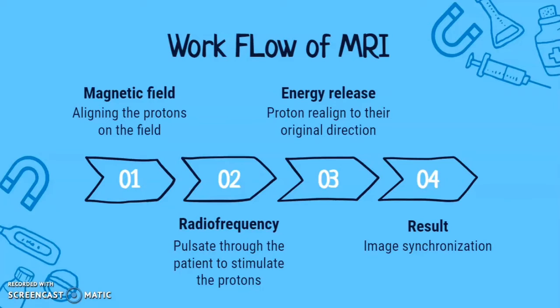The magnetic field will go through the patient's body, causing the protons in the body to align themselves to the field. Radio frequency currents will then pulsate through the patient to stimulate the protons. The protons will then spin out of equilibrium, straining against the pull of the magnetic field. The radio frequency field will then turn off to induce the energy released by the protons in the patient's body that realign themselves to the magnetic field. The MRI sensor will then pick up the energy, which then produces the image.